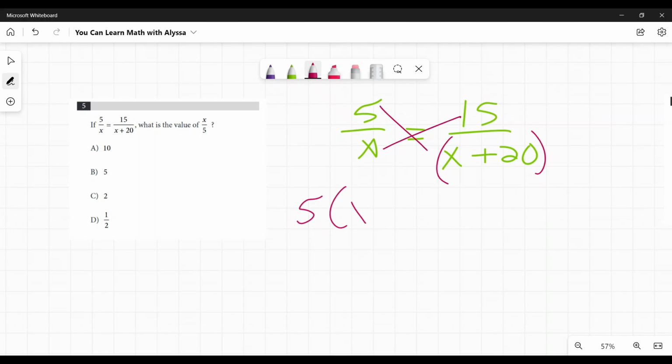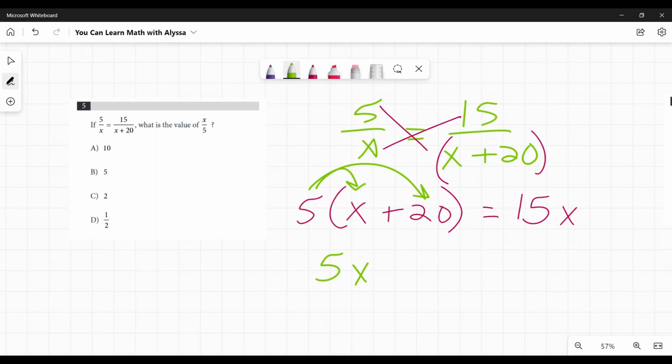So on one side, doesn't matter which side, I'll have 5 times x plus 20. On the other side, I'll have x times 15. I'm going to write that as 15x. Now I need to distribute this through. So 5 times x is 5x. Then 5 times 20 is 100. And this is equal to, on the right, that doesn't change, 15x.